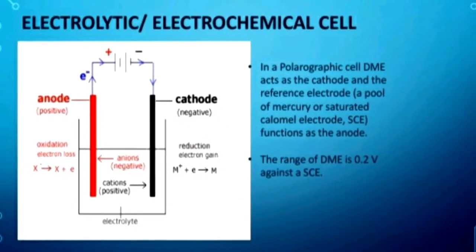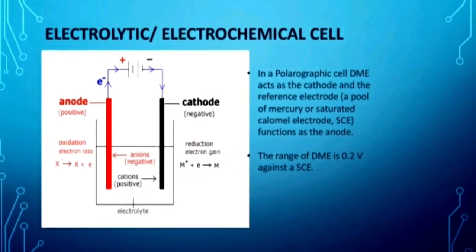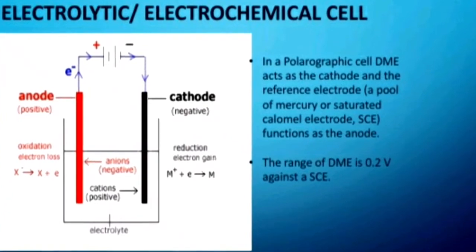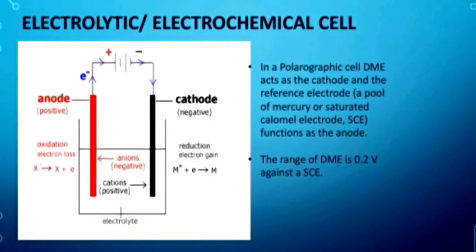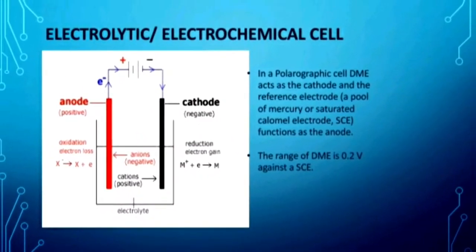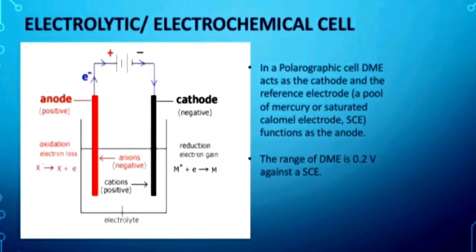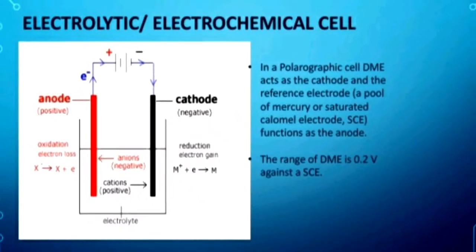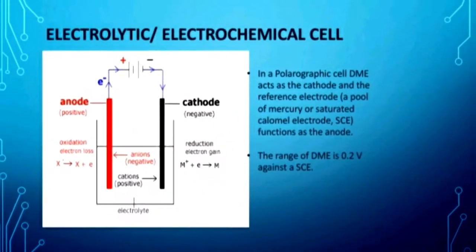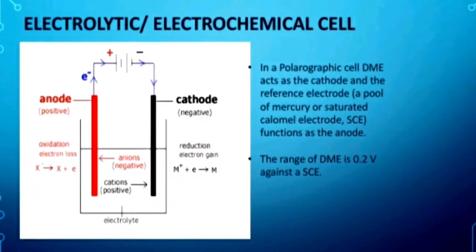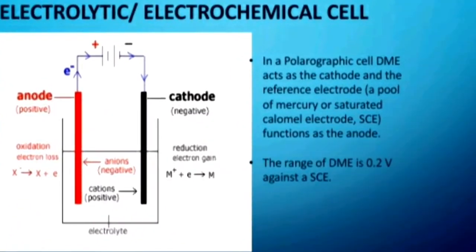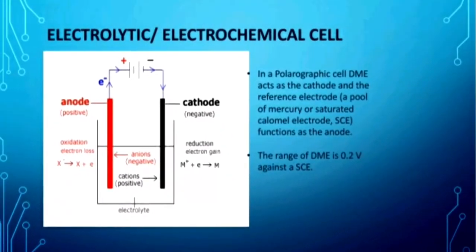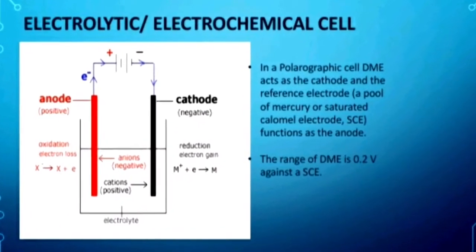In a polarographic cell, the dropping mercury electrode will act as the cathode where reduction happens, and a calomel electrode, which is basically a saturated solution of mercury chloride, acts as an anode. This calomel electrode, being an anode, also acts as a reference electrode. Now we have an electrolyte, which will be the analyte containing the electroactive species, which is metal ions in this case, and we are going to apply a voltage of 0.2 volts.